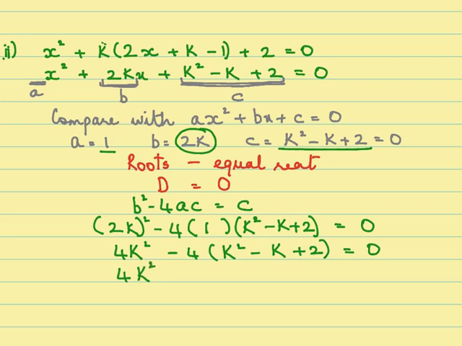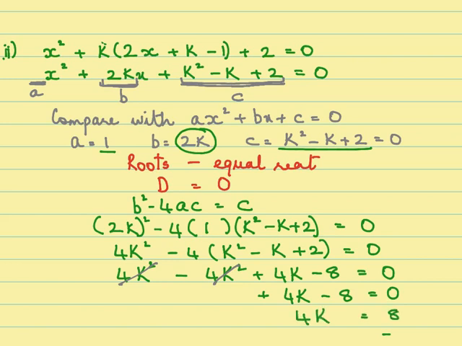So 4k square, now I open the bracket, so I get 4k square minus 4k square minus 4k plus 4k minus 4 plus 2 minus 8 equals 0. I can cancel this out, plus 4k square minus 4k square. So I get plus 4k minus 8 equals 0. 4k equal to 8. So k equal to 8 by 4, k equal to 2. So the answer is k equals to 2.